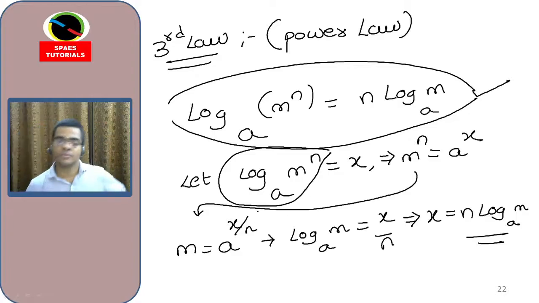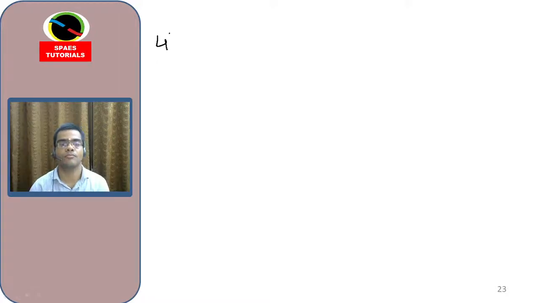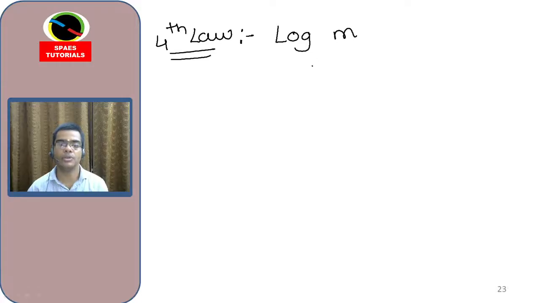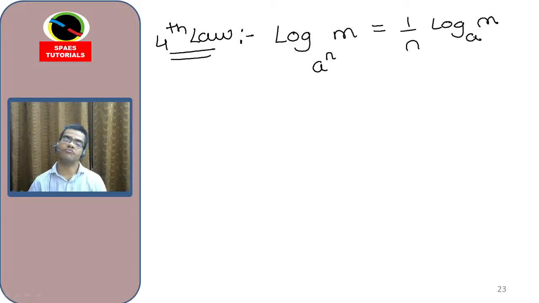Okay, let's go to the next law. Fourth law: log m to the base a power n will be equal to 1 by n log m base a. Before, we had the power for m, and that came in the numerator, that is n log m base a, but now the power is there for the base, a power n, and that is becoming 1 by n. Let's see the proof.